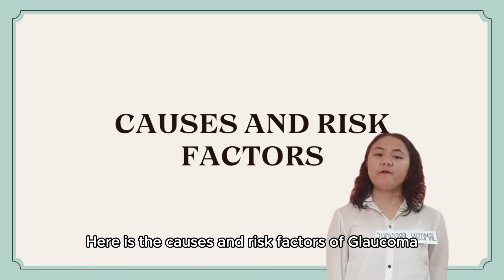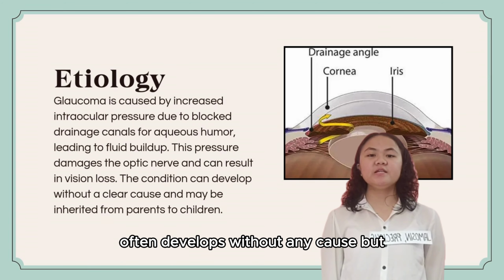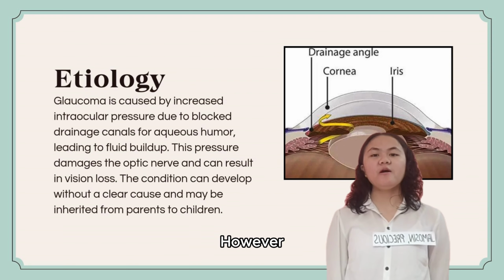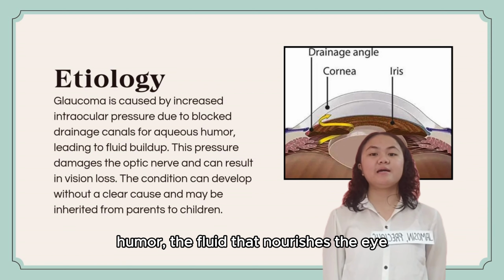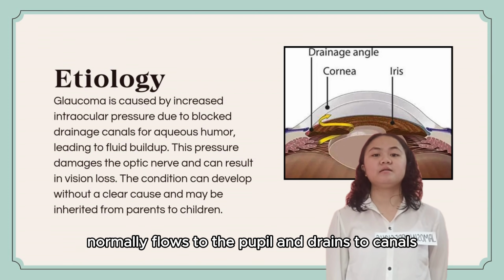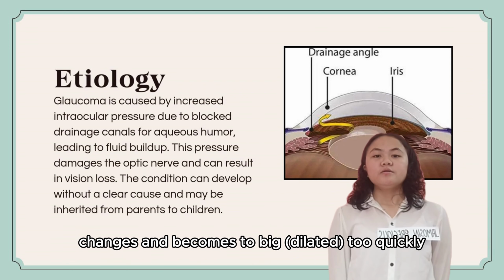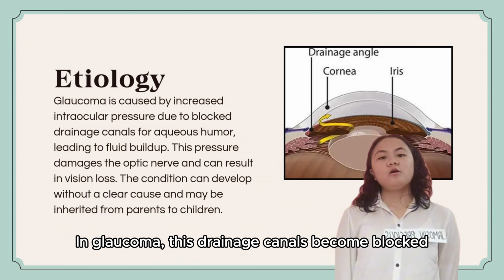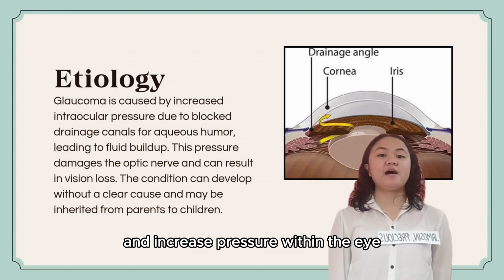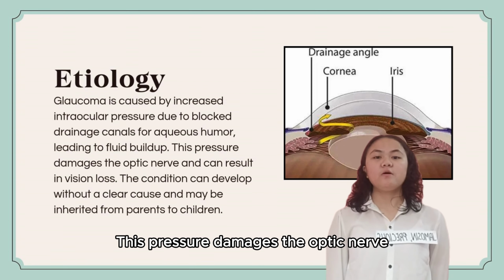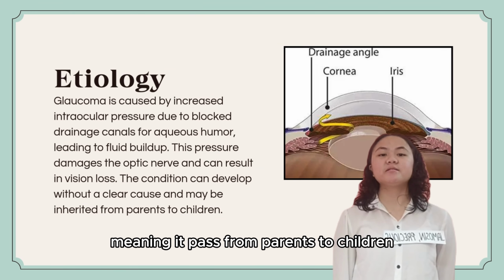Here are the causes and risk factors of glaucoma. It is a condition that can damage the optic nerve, often develops without any cause, but many factors can affect it. However, increased intraocular pressure is a key factor. Aqueous humor, the fluid that nourishes the eye, normally flows through the pupil and drains through canals near the iris and cornea. It may happen when your pupil becomes too big, dilated too quickly. In glaucoma, these drainage canals become blocked, leading to a buildup of fluid and increased pressure within the eye. This pressure damages the optic nerve, potentially causing vision loss. This also can be inherited, meaning it's passed from parents to children.